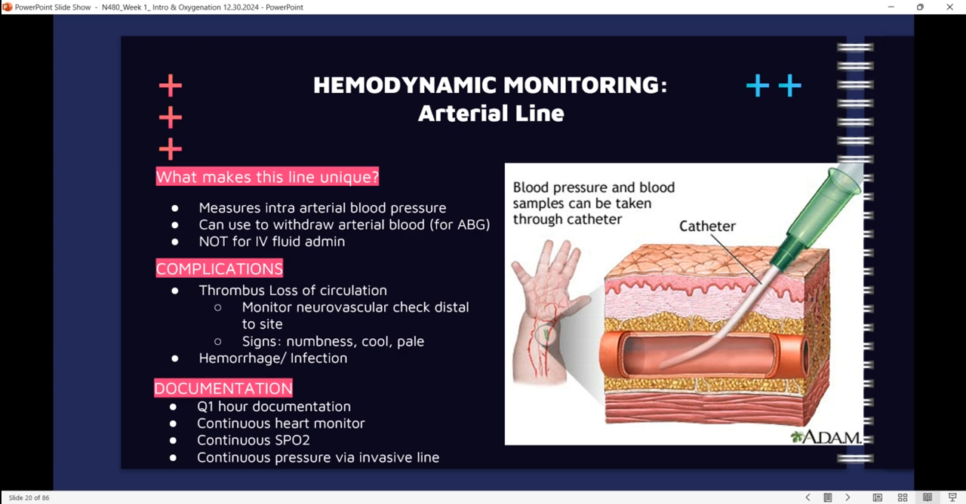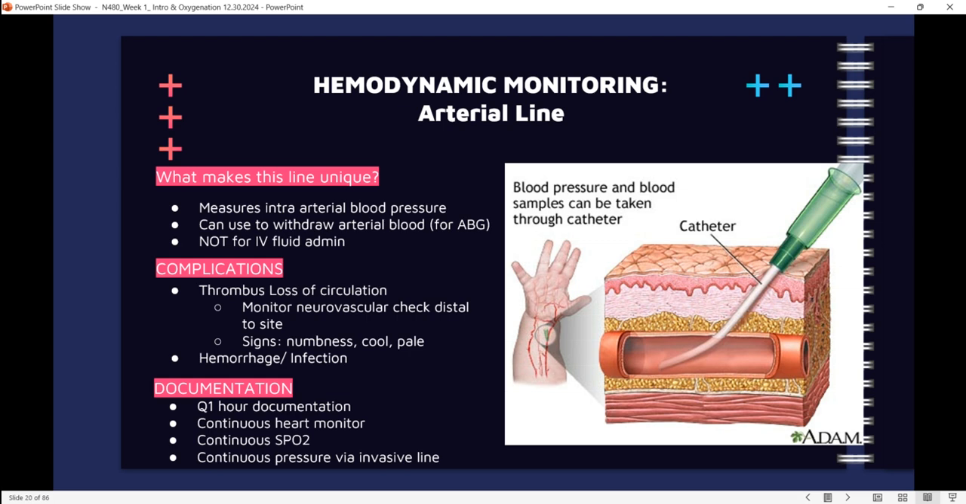We can't even use it to get blood for like our daily labs, like a CBC or a blood glucose or a BMP. We cannot use an arterial line for that because it is going to draw arterial blood. All the labs that you are getting, with the exception of an ABG, need to be venous blood. So we cannot use our art line for medication administration, IV fluid administration, nor blood draws. We can only use it to measure intra-arterial blood pressure and to get arterial blood for an ABG.